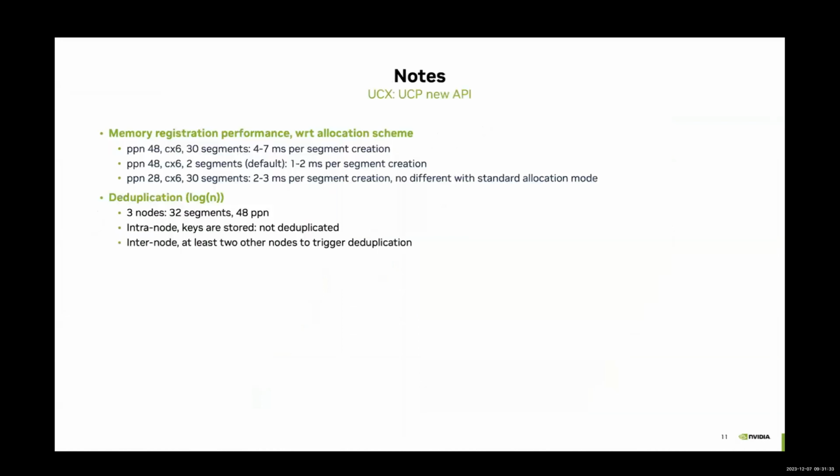And at the moment, we have just a few measurements that indicate the performance of the allocation. So we measure the time it takes to do the allocation. And as you can see, there is an impact when the number of processes per node starts growing and the number of segments is quite high. However, I would consider this case to be more typical than the 30 segment case. So you can see that it takes about 1 to 2 milliseconds to create a segment.